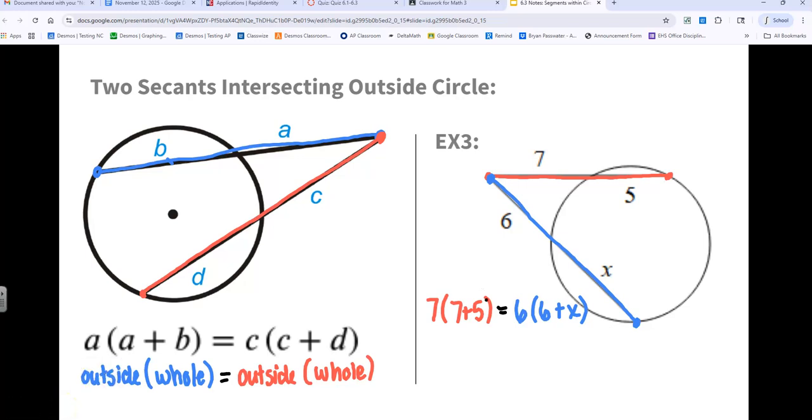So it looks more complicated than it really is. It's pretty basic to solve by hand. 7 plus 5 is 12, so we're looking at 7 times 12 equals, we could distribute the 6. There we'll get 36 plus 6x. 7 times 12 is going to give us 84.